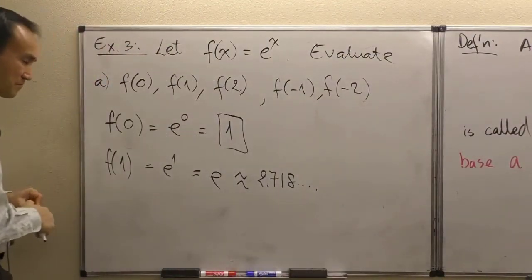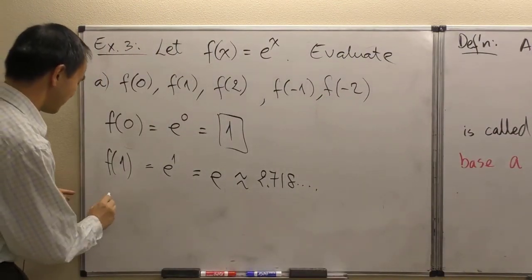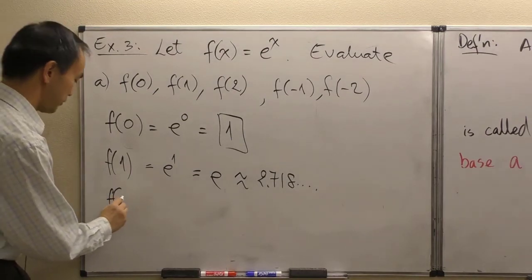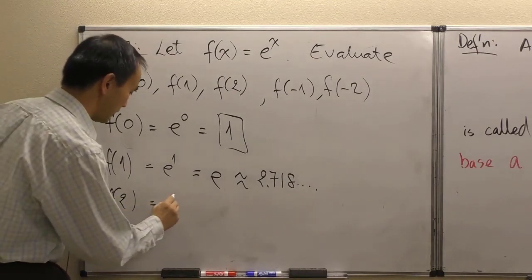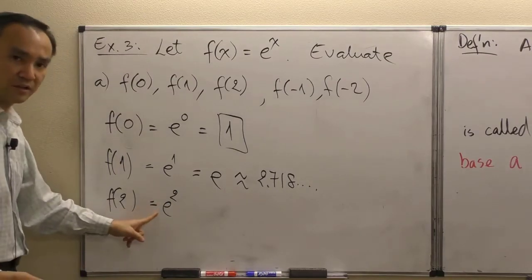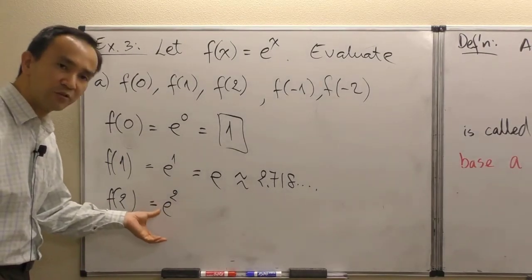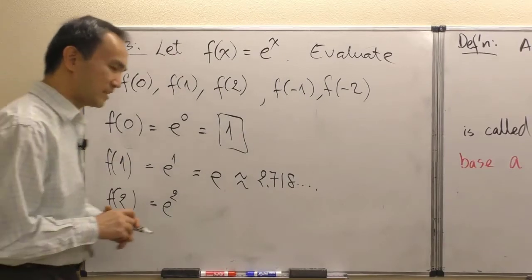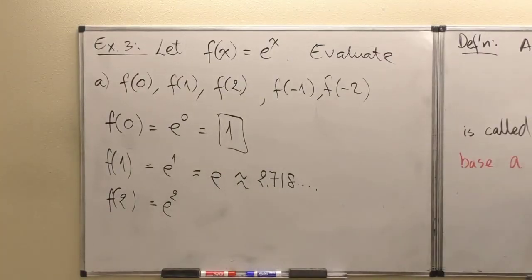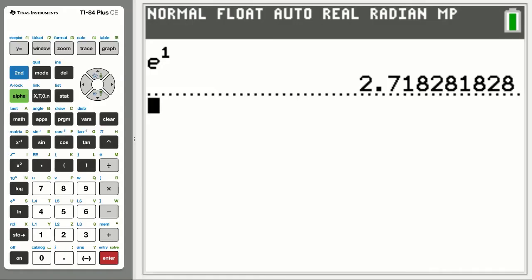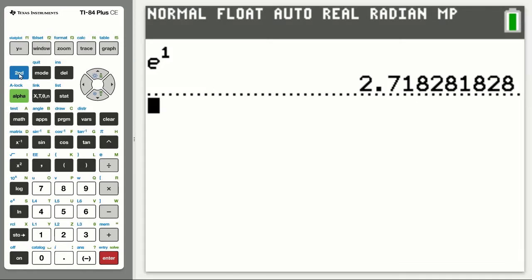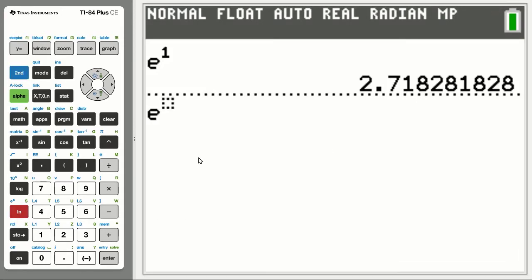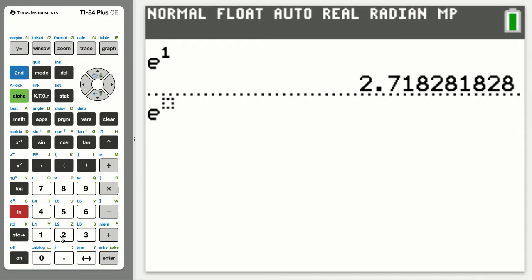And now f of 2 equals e squared. Okay, and so now we really need to look for help from the calculator. With the calculator, for e squared, I'm going to go second e to retrieve the e function first. So the calculator, we already know that this is going to be that constant value. Now we raise to the square power. So e squared. Now hit enter.